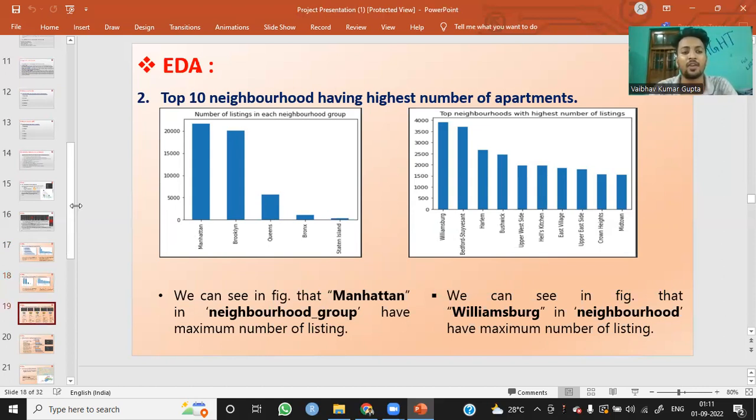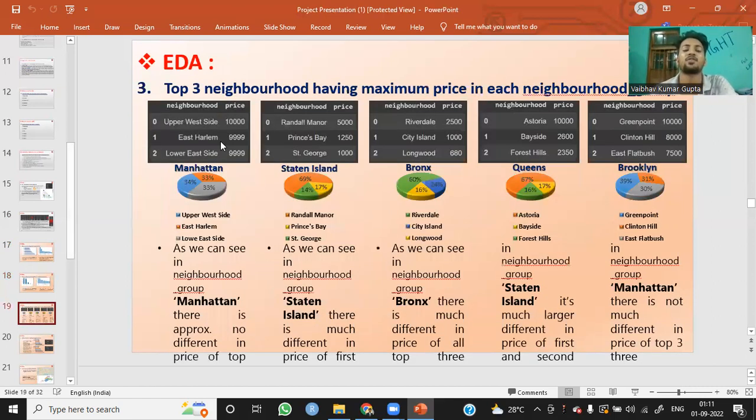So moving ahead, we have the third question: the top three neighborhoods having the maximum price in each neighborhood group. We can see in Manhattan that Upper West Side has the highest price, 10,000. In Staten Island, among the top three prices, Randall Manor has 5,000. In Bronx, Riverdale has $2,500. In Queens, Astoria has $10,000. In Brooklyn, Greenpoint has $10,000.